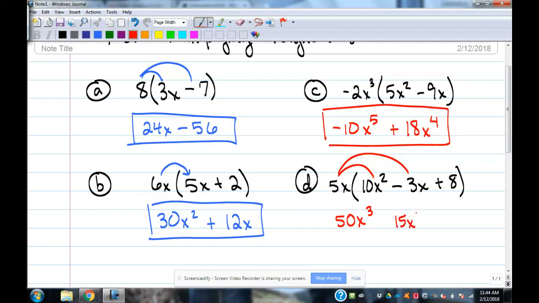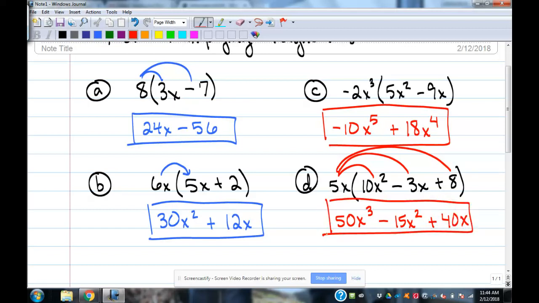Is that a positive or a negative? Negative, so a minus sign in front. And then 5x times 8, 40x. Plus or minus? Plus. What's the degree of that? 3. Degree of 3, what would be classified as? Trinomial, because it's got 3 terms. So the prefix for 3 is tri. We call it a trinomial of degree 3.